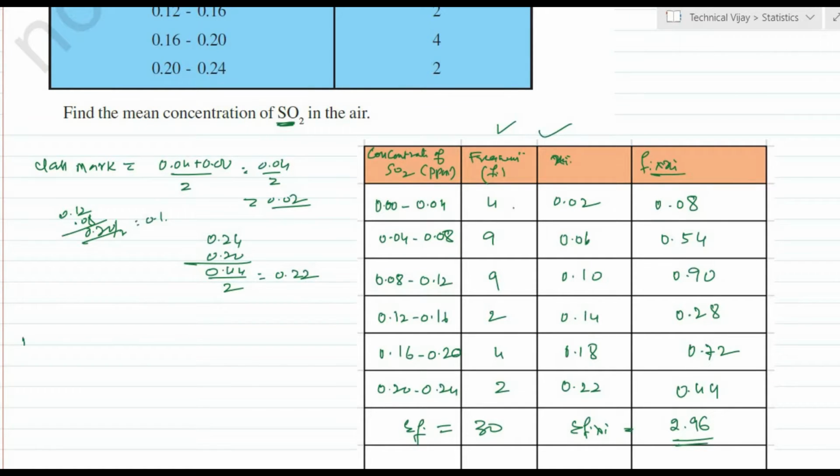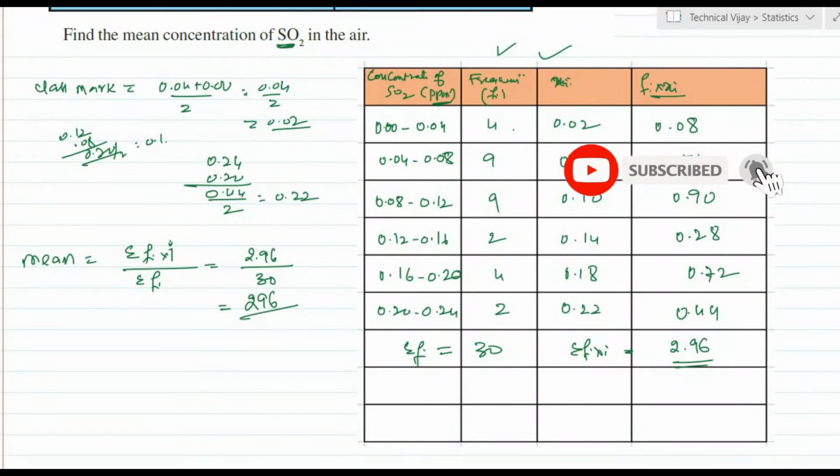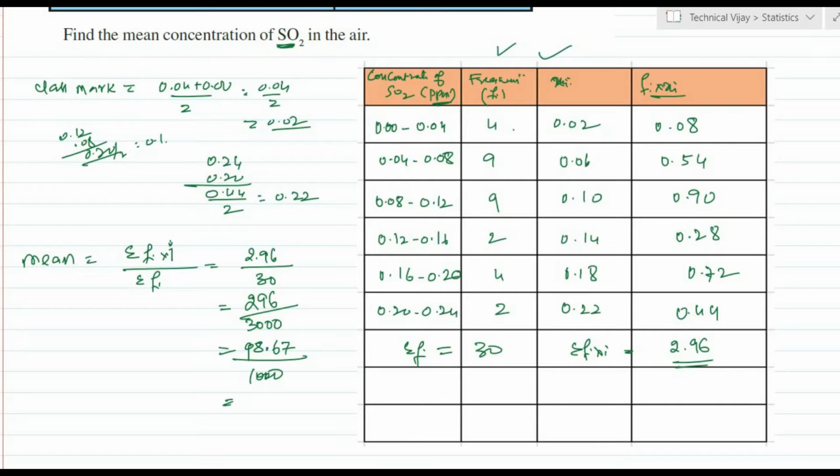Now the mean is given by sigma Fi Xi divided by sigma Fi. So this is equal to 2.96 divided by 30. Dividing gives 0.0986, which is approximately 0.099 ppm. So this is the mean. Now we will go for the next one.